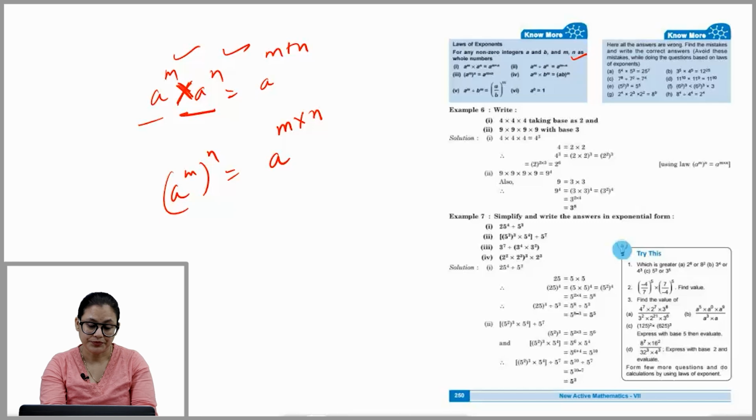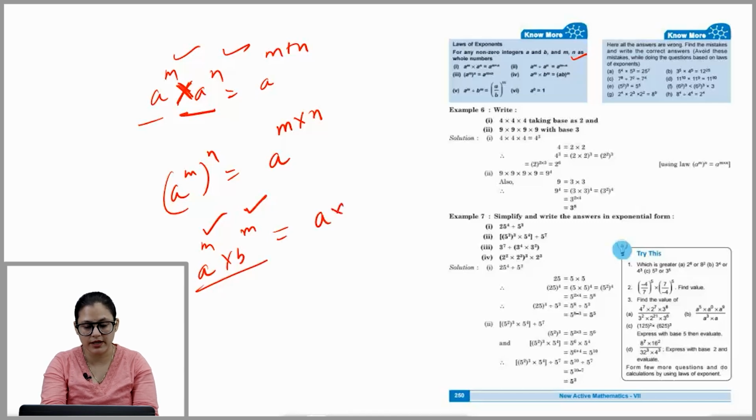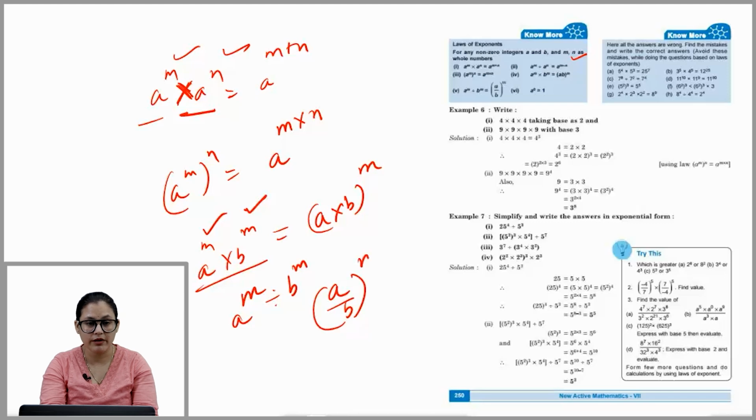Okay. And a raised to the power m into b raised to the power m. Here the exponent is the same but the bases are different. We will multiply the bases and the exponent will be the same. Okay. Similarly, a raised to the power m divided by b raised to the power m. Here what will we do? (a by b) raised to the power m. Okay. And if the power is 0, the value will be 1.